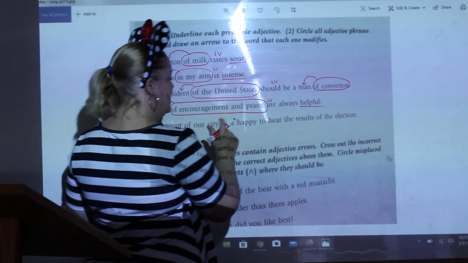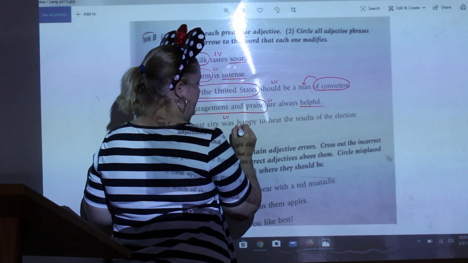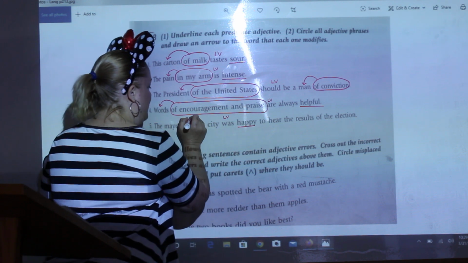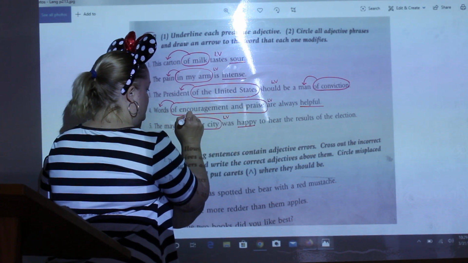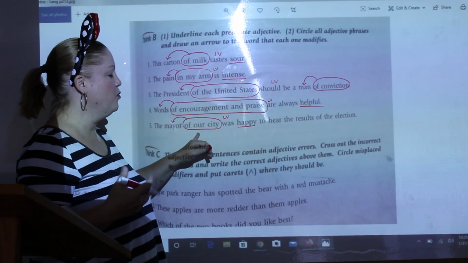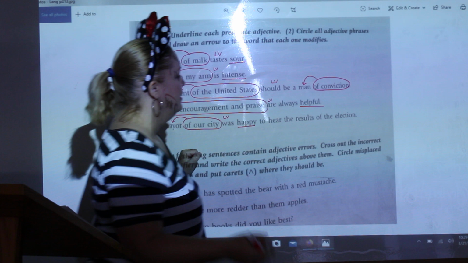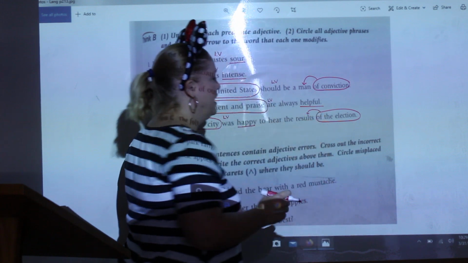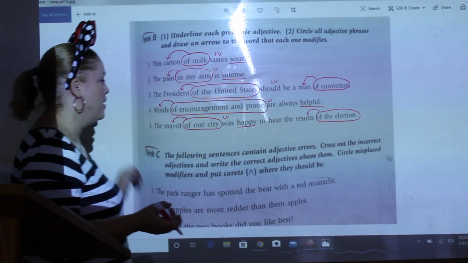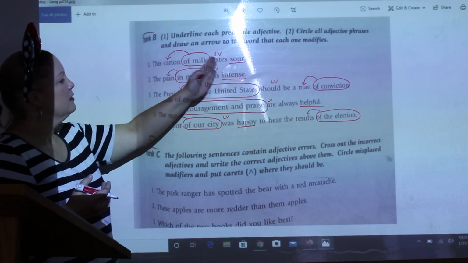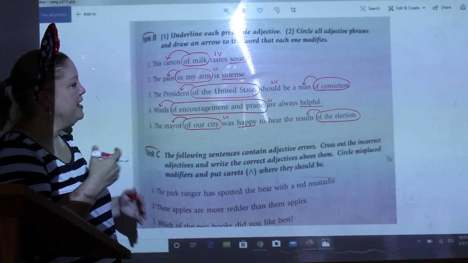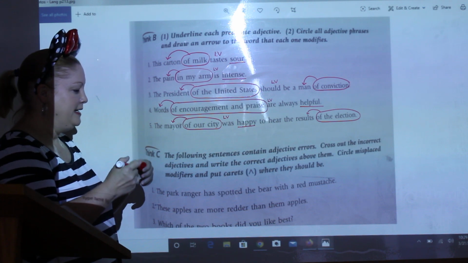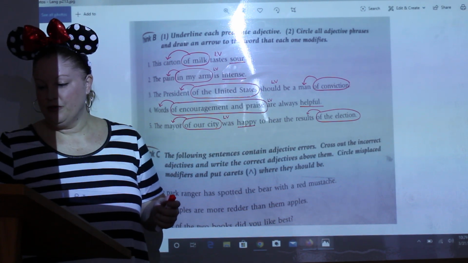The mayor of our city was happy. There's our linking verb. He was happy to hear the results of the election. Okay. Of our city is describing or modifying mayor, which one? Okay. And same thing here, we have an adjective phrase of the election telling which results. They're modifying which one. Okay. So these are predicate adjectives, and then phrases, especially prepositional phrases that are used as adjective phrases to modify nouns. Okay. All right, moving on to think B.